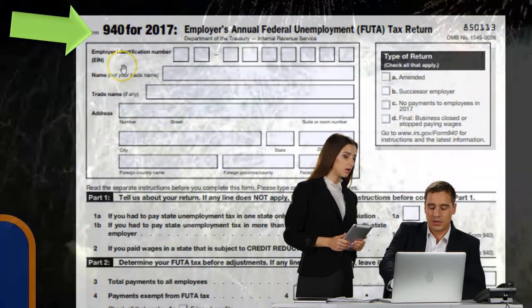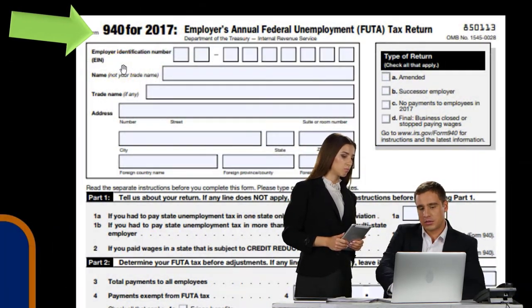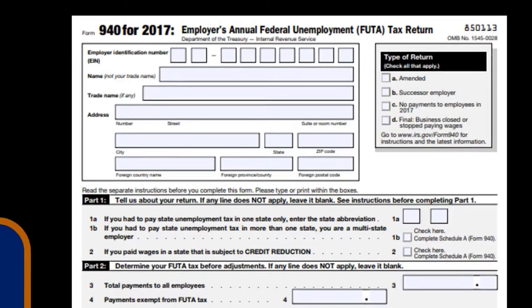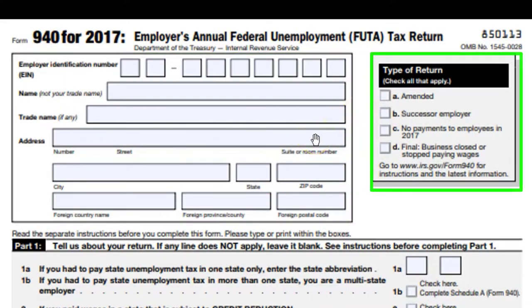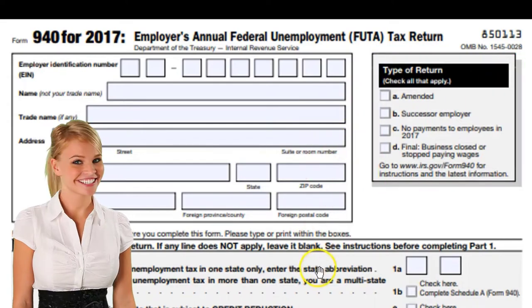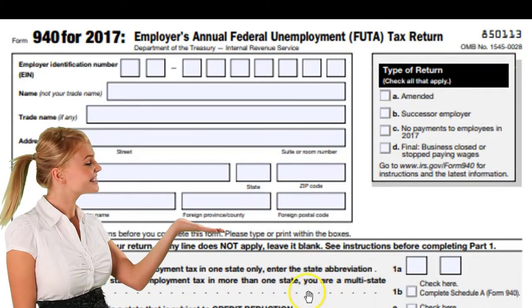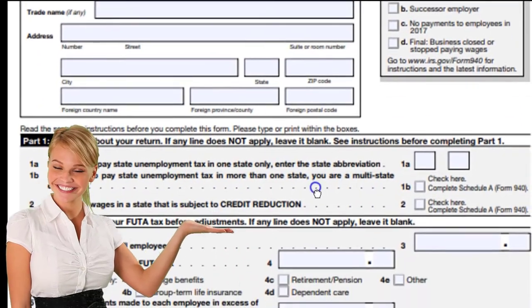So we will have the EIN. Once again, we always need that EIN, the employer identification number, no matter what type of entity we are, then the name and address. Then we're going to check the boxes that are applicable up here. Note that it's not the quarters, of course, because it's an annual return. But if it's an amended return, we have to say it's amended. If there were no payments to employees in 2017, we want to note that. And if it's a final return, then we have to note that. And the final returns can be a bit of a pain.